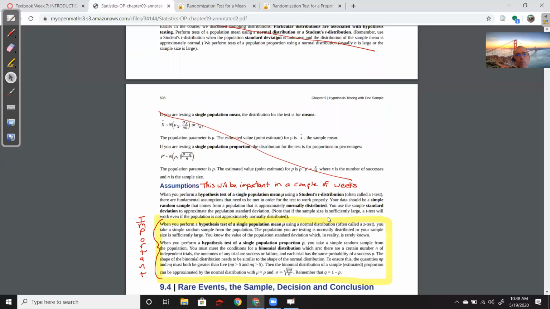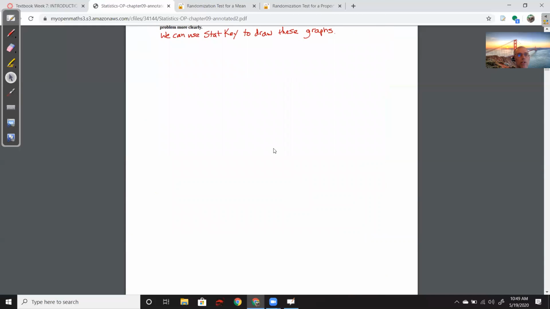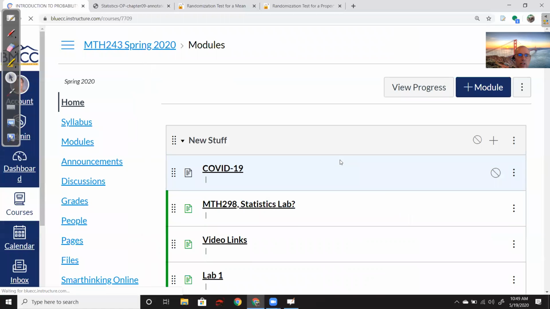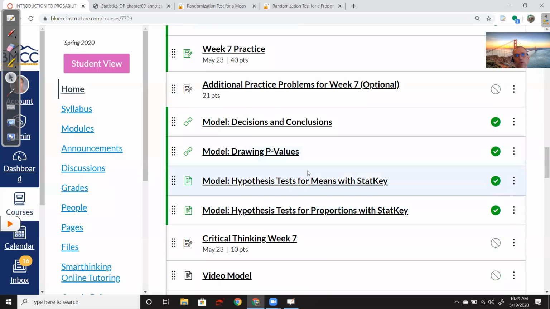We're skipping most of 9.3 for now, but then 9.4 is more about that rare event rule, which is kind of just drawing that line in the sand to say, okay, when do we have evidence to reject, when don't we? And then the rest of the chapter is just doing hypothesis tests. Then after that, I have a bunch of pages on how to state stuff, how to draw stuff, how to use StatKey. So again, be sure to take a look at those examples. For example, these two models right here, the model for a hypothesis test for a mean with StatKey and a proportion with StatKey, I walked through the whole procedure with screenshots and pictures and explanations. So be sure to read those pages there.